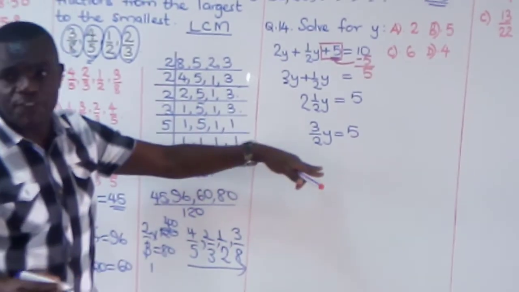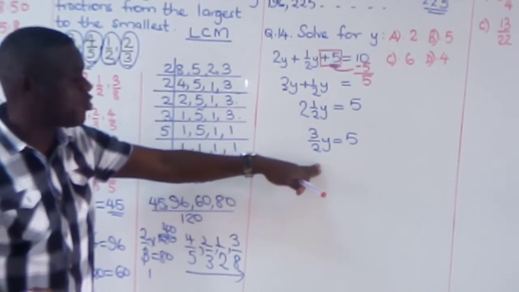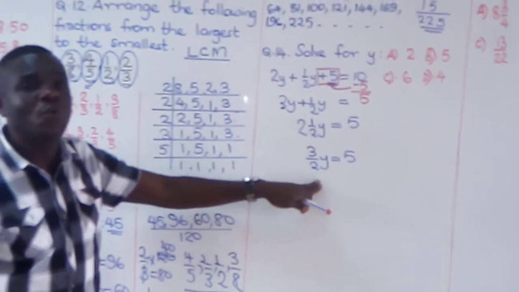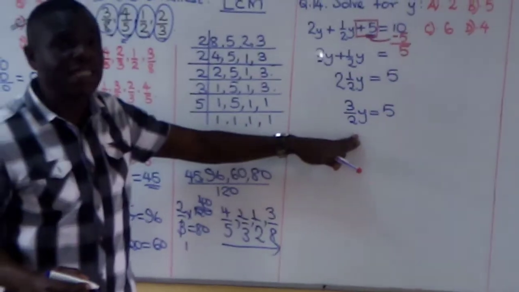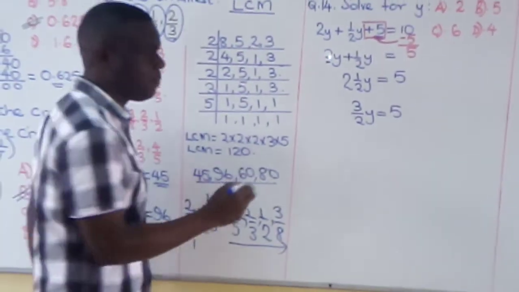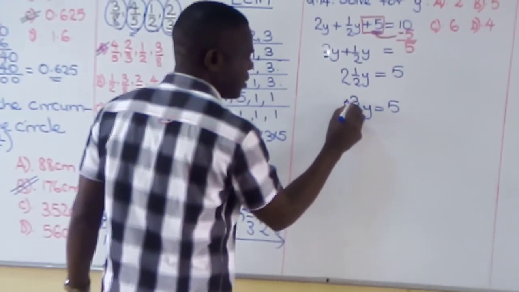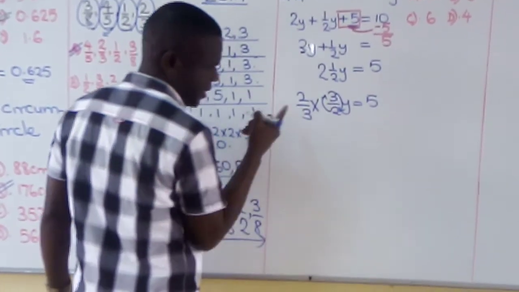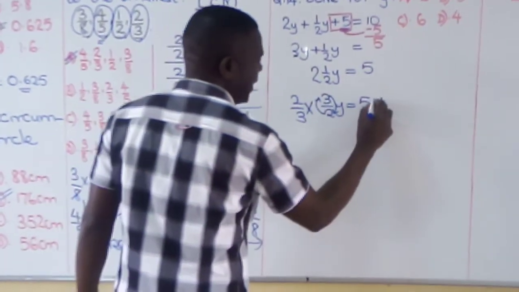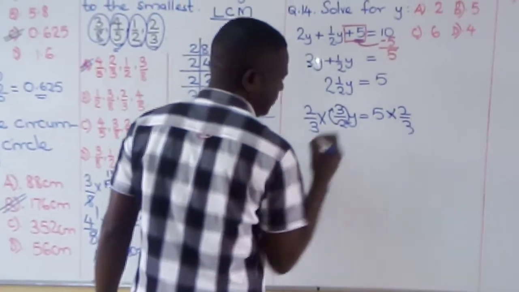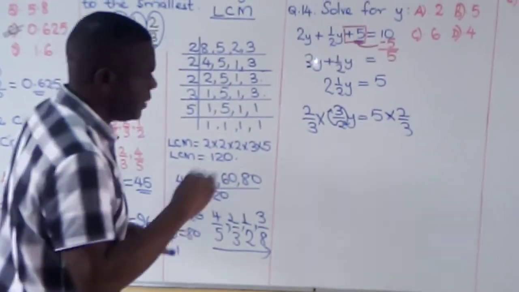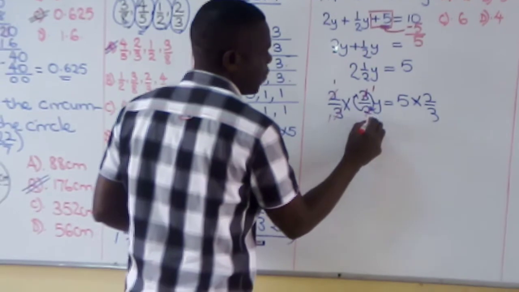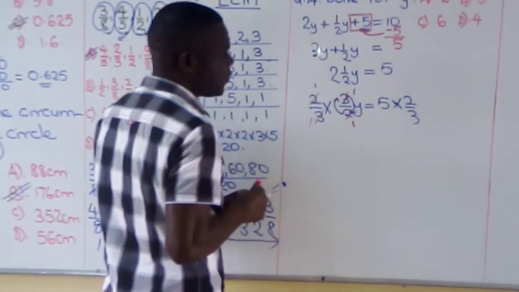Now, the coefficient or the number accompanying the unknown is a fraction. And so, to leave y alone, we multiply by its reciprocal. Remember, the reciprocal is interchanging. So you multiply both sides by its reciprocal, 2 over 3. Are we together? And so, by 3, 1, by 3, 1, by 2, 1, by 2, 1. What are we left with? We are left with y.